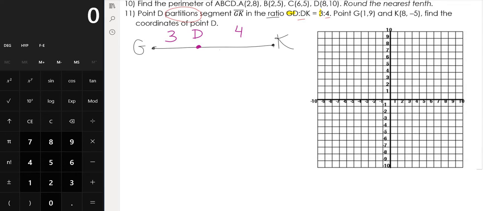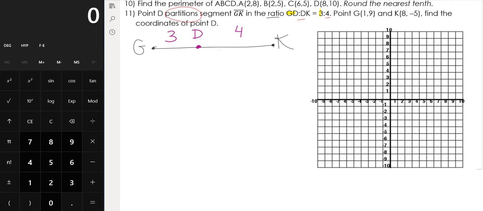Now, the ratio 3 to 4 says that there's 3 even pieces on the left, and then 4 even pieces to the right of D. That kind of makes sense. I made D a little bit closer to G, so it seems like it's all working together. Now, I'm going to erase all those little ticks so they don't distract us.